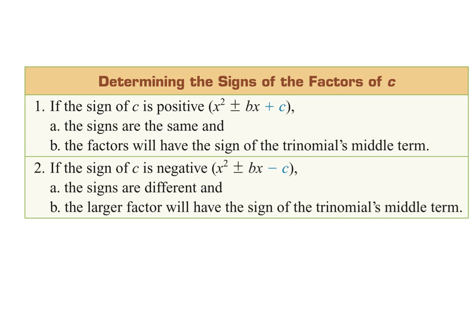Now I just need to figure out which one it is. So then I'm going to look at this middle one. If the middle one is plus, they're both going to be plus. If the middle one is minus, they're both going to be minus. All right? Then let's look at the other situation. Let's say this last guy is negative. Then I automatically know I'm going to have a plus and a minus. Now I just need to decide which one is plus and which one is minus.